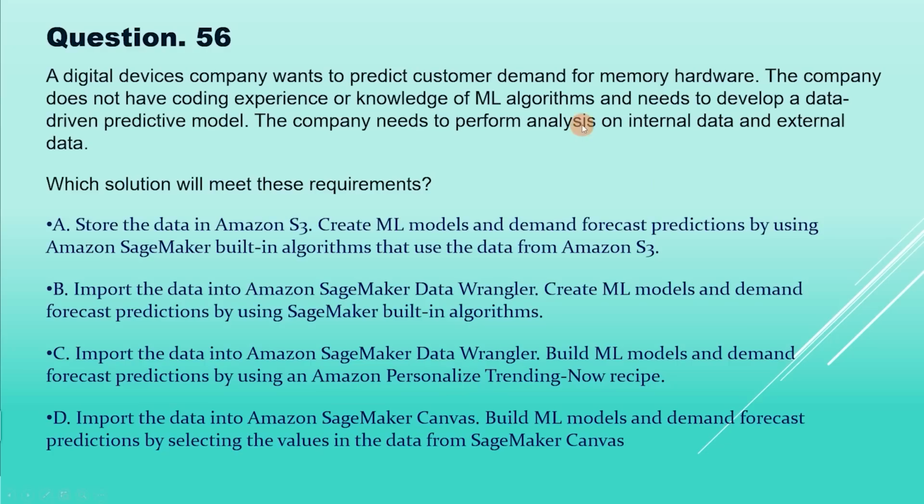So the correct answer here will be option D, import the data into Amazon SageMaker Canvas, build ML models and demand forecast predictions by selecting the values in the data from SageMaker Canvas. Because Amazon SageMaker Canvas is a no-code machine learning service that allows users without coding or ML experience to build predictive models. So it enables the company to import data, perform analysis and build ML models through an easy to use graphical user interface. So option D is correct here.